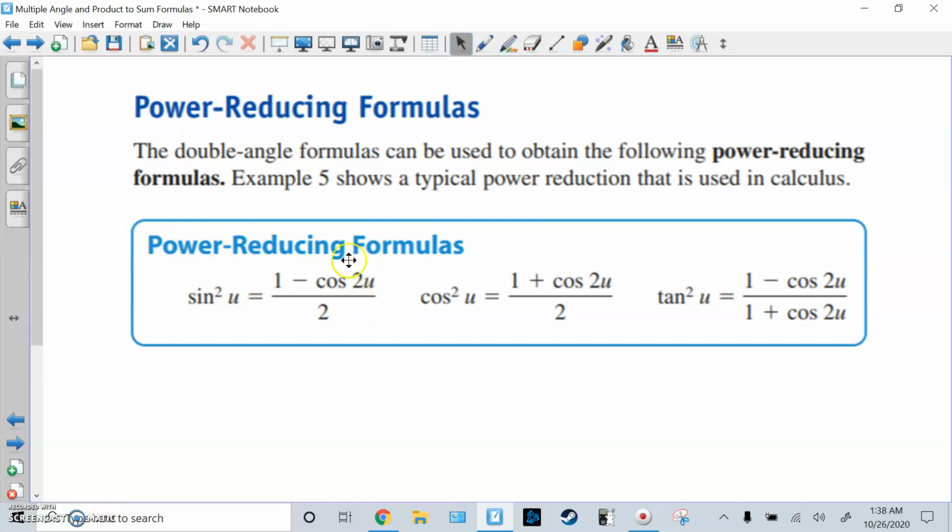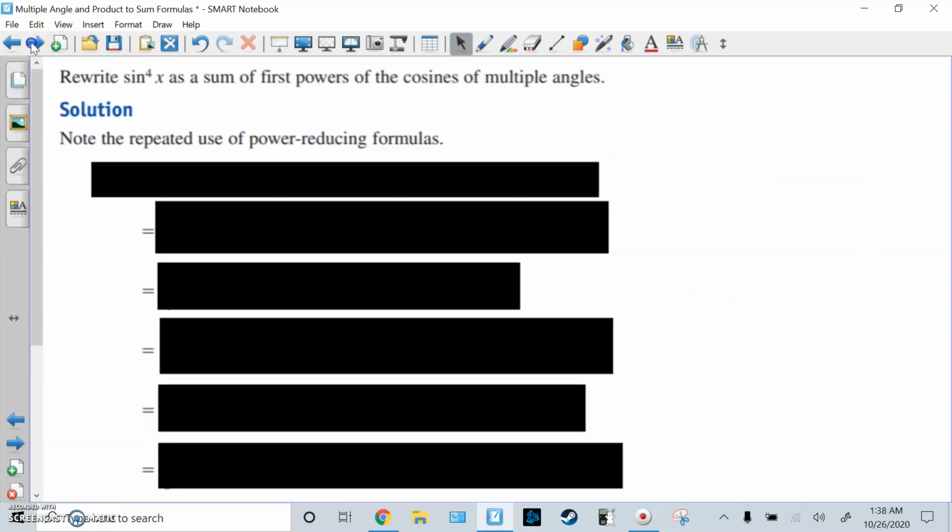Alright, so we could solve for sine, solve for cosine, and then for tangent, I just divide these two by each other, and the twos cancel out, you'll get this. So it's pretty easy to prove. But anyways, we're going to rewrite sine to the fourth of x as the sum of the first powers of cosine of multiple angles. We're going to do a lot of power reducing forms, so notice that.